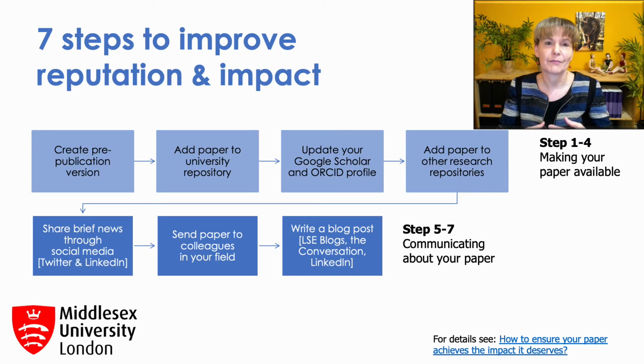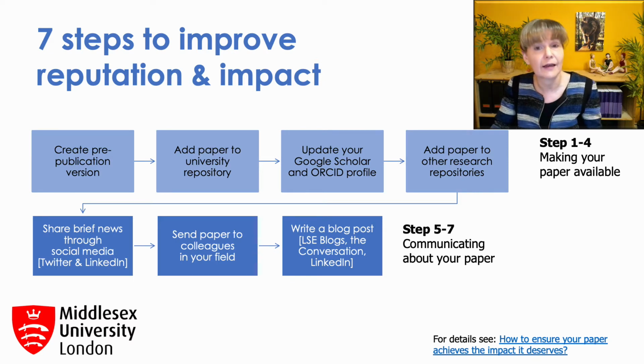Now, here's the whole 7-step process. You can find details in a blog post I've written about this, how to ensure your paper achieves the impact it deserves. Although some of these steps are probably more relevant to academic impact as measured by citations, the steps related to sharing the news about your paper on social media can certainly be a way to facilitate non-academic impact too. So the first 4 steps in light blue are all about making your paper available online to ensure it can be found by people who want to find it. The next 3 steps in darker blue are all related to communicating about your paper to increase the likelihood that people will find your paper.